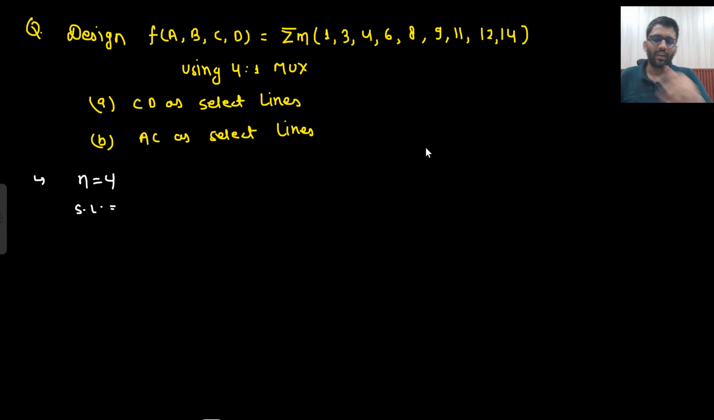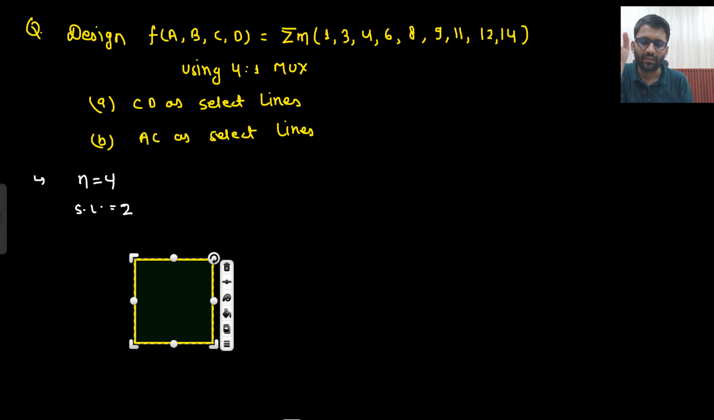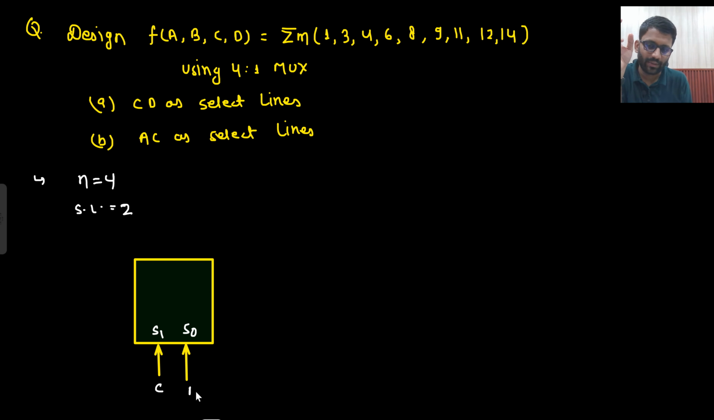Number of inputs are 4 and select lines are 2. So you can do it on your own. Now you have 2 select lines and 4 inputs. So CD is the select line. Basically this is your 4 cross 1 MUX. I will assume C as MSB and D as LSB. So what is in our control? AB is in our control.